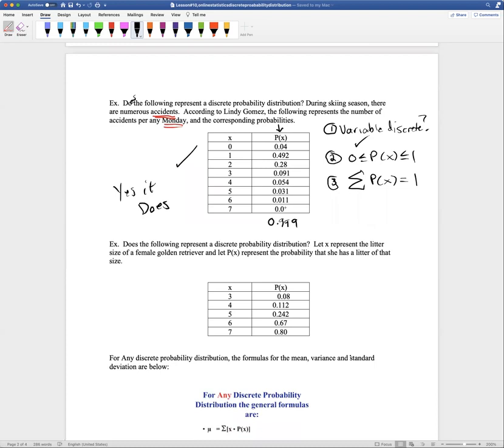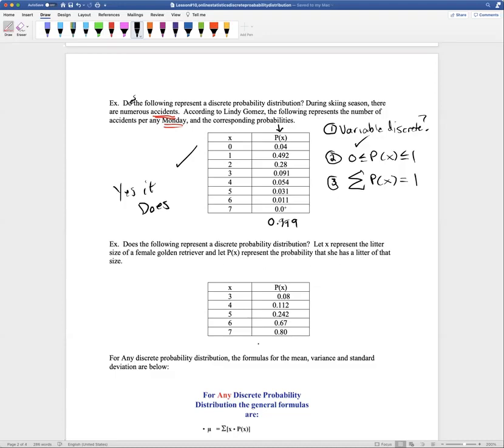Let X represent the litter size of a female golden retriever, and let P of X represent the probability she has a litter of that size. Okay, so X is the number of puppies that the golden retriever is having, and P of X is the probability that the golden retriever will have that total number of puppies.